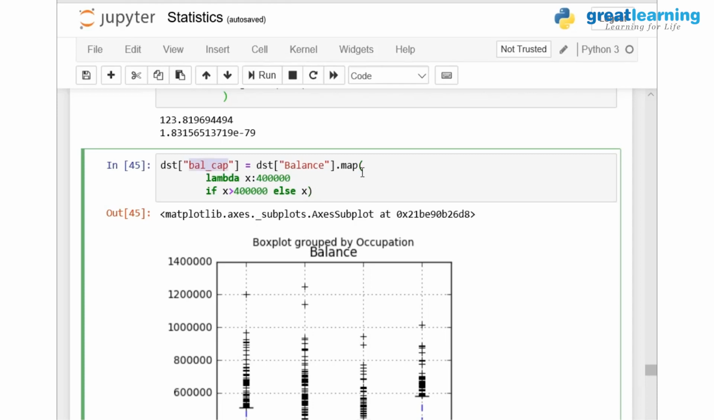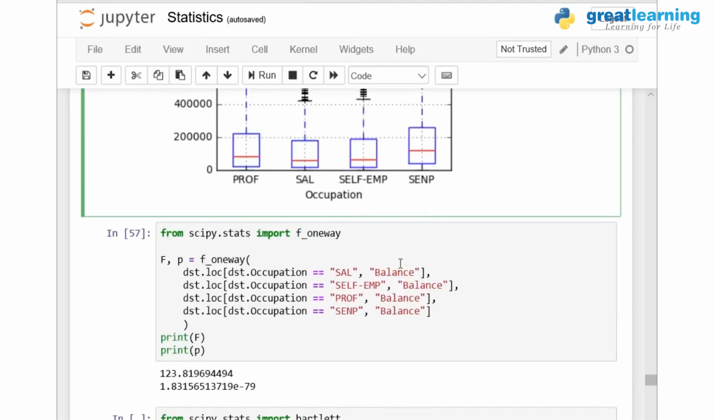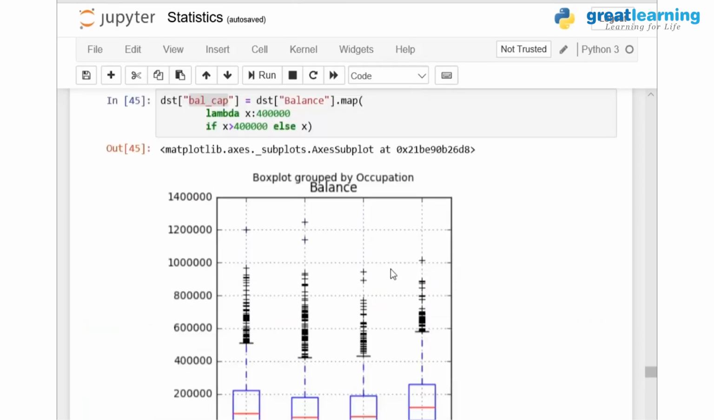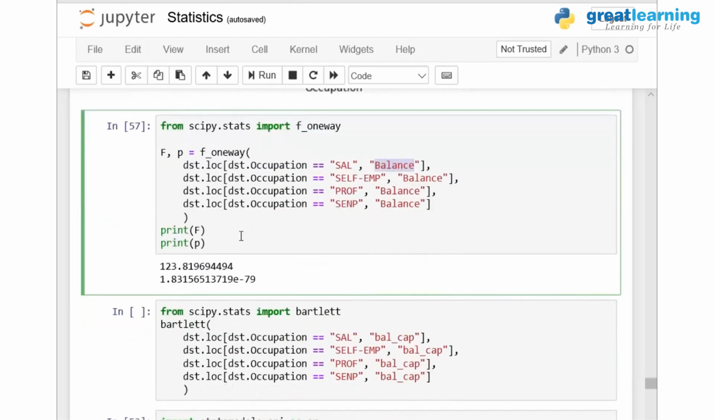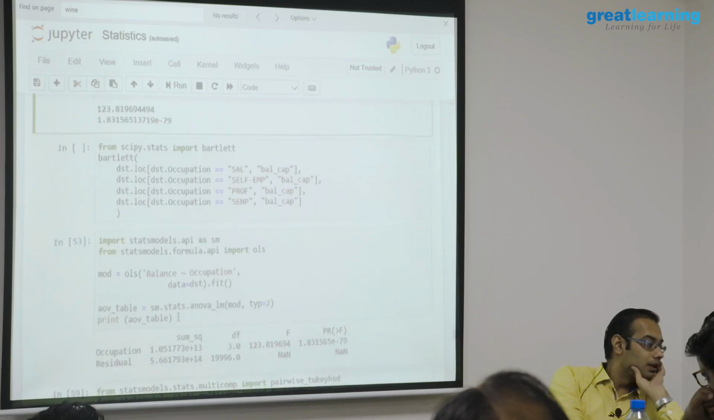And what sir has said is that I've done capping, but I have not used the cap column in the calculation. You can use the capped column, not an issue. Okay, you are able to run f_oneway, import that and run f_oneway. Okay, don't go into this OLS.